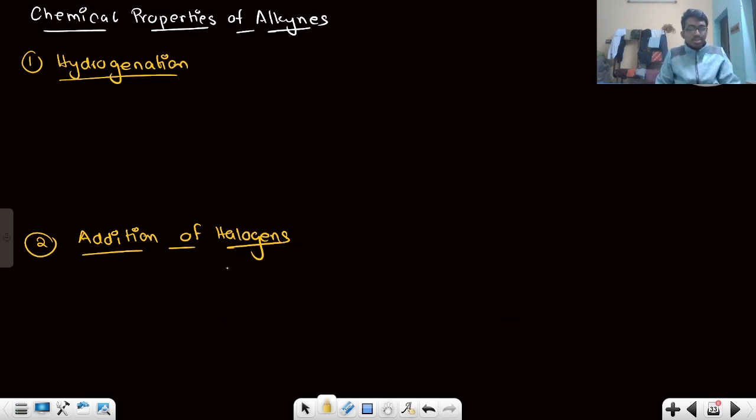Hydrogenation. Now see, hydrogenation we have already discussed for the previous case, that is alkene. There we have seen that addition of hydrogen results in formation of alkane. So here also it will form alkane. Clear? But if we are using the Lindlar catalyst, then the reaction stops at the alkene part.